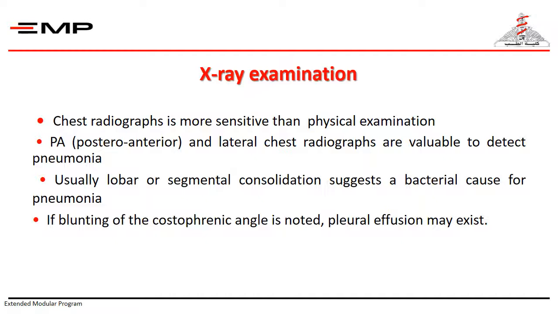Also, x-ray may show if there is any blunting of the costophrenic angle, because if it is present, this means pleural effusion may exist. Pleural effusion means more severe pneumonia, and it is also very important for sampling for bacteriological diagnosis if the patient cannot expectorate well, because bacteriological diagnosis is very important to choose the appropriate antibiotic later on in treatment.